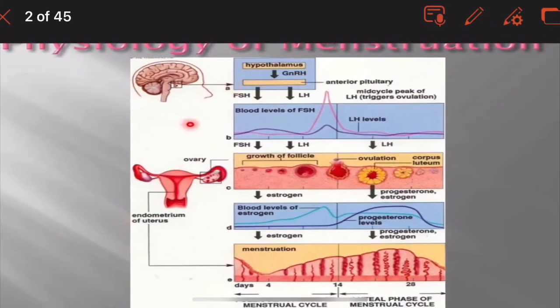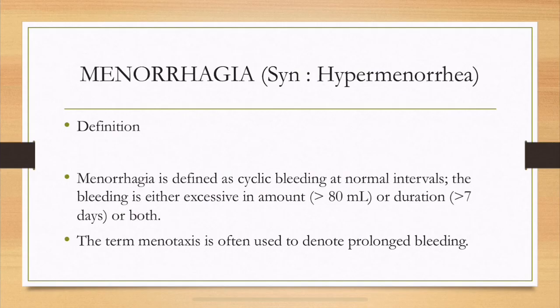Next, the abnormal types we are going to discuss, starting with menorrhagia. The synonym for menorrhagia is hypermenorrhea. Menorrhagia is defined as cyclic bleeding at normal intervals. So you see, in menorrhagia the cycles are regular. If it is a 28-day cycle, it is constant. The cycles are regular, occurring at normal intervals.